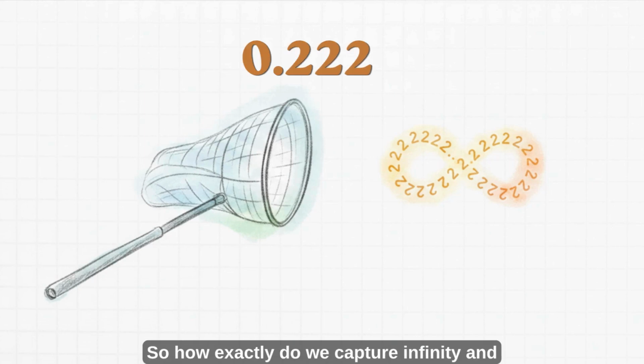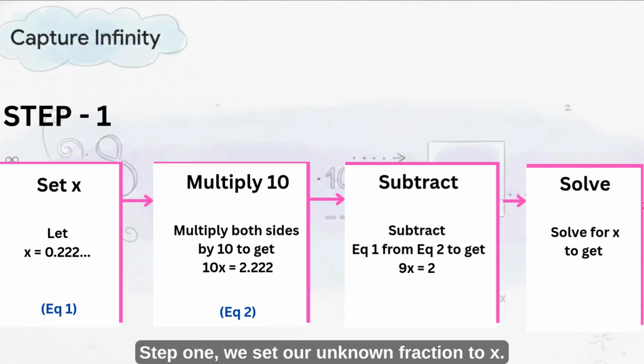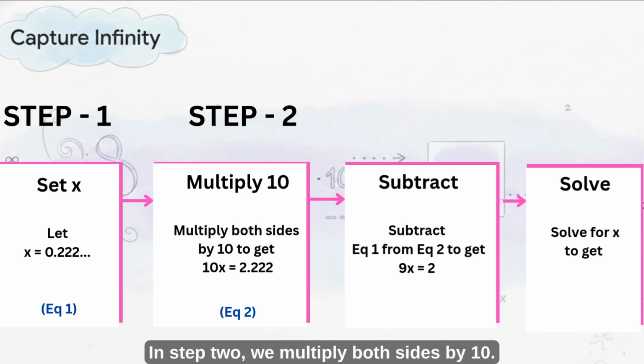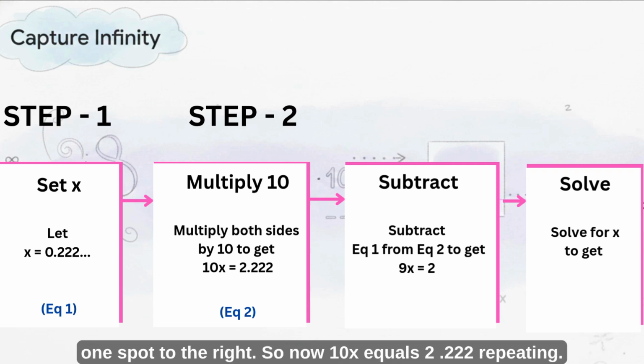So how exactly do we capture infinity and somehow turn it into a simple fraction? Well, here is the brilliant logic behind it. Step 1. We set our unknown fraction to x. So x equals 0.222 repeating. Let's call that equation 1. In step 2, we multiply both sides by 10. Why 10? Because multiplying by 10 shifts the decimal point exactly one spot to the right.